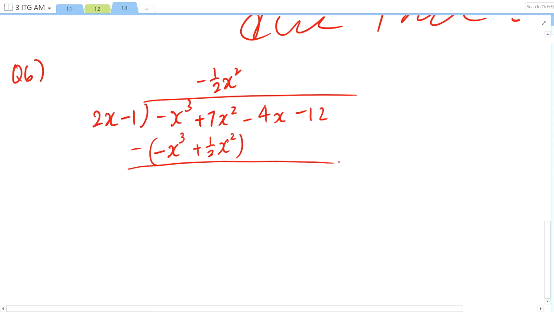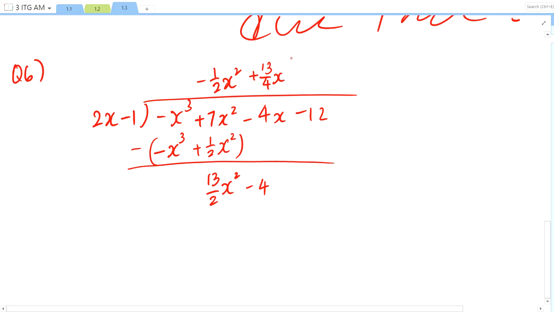Okay, 7 minus half. We get 6.5, which is actually 13 over 2, x squared minus 4. So we need something multiplied by 2x to get 13 over 2 x squared. What will that be? What would that be? What is the unknown over here? 13 over 4? Is it a plus or minus? Okay, plus 13 over 4 x.